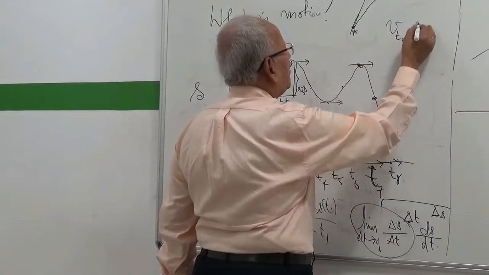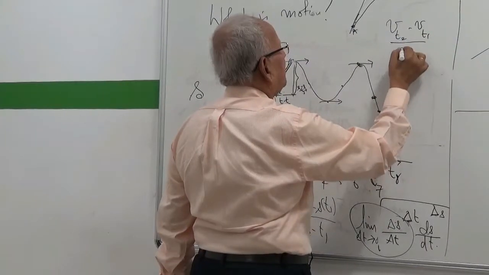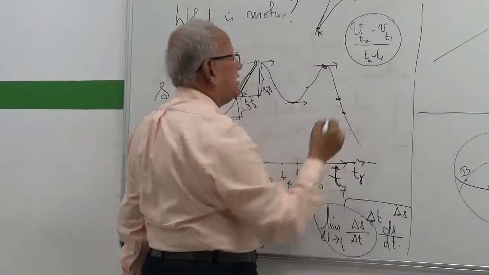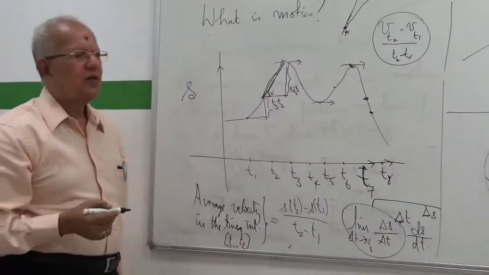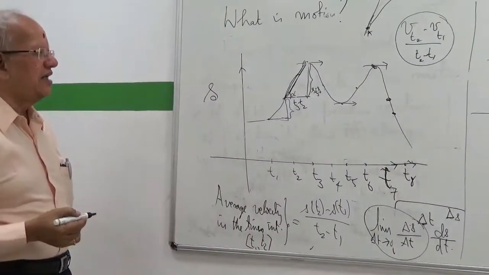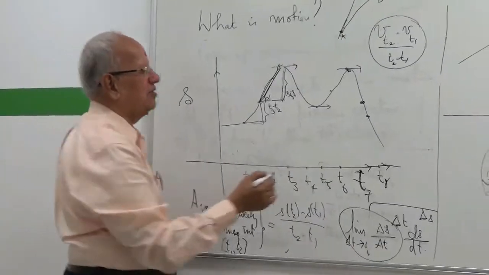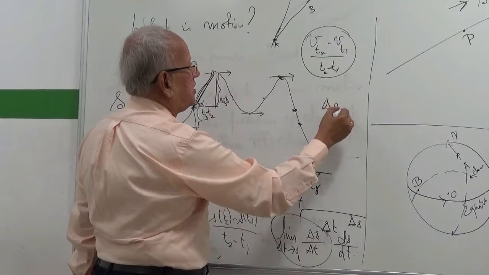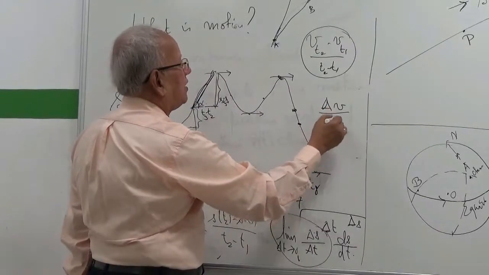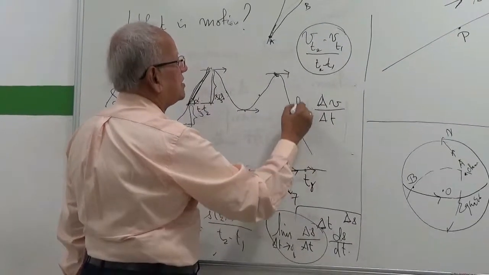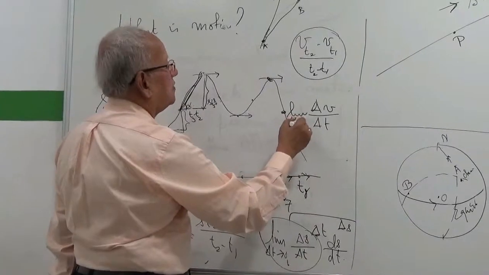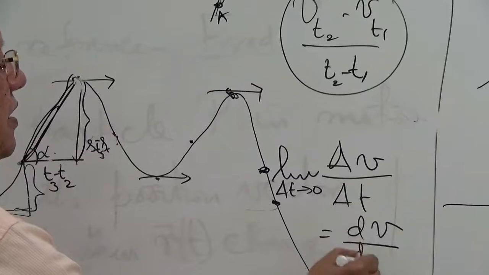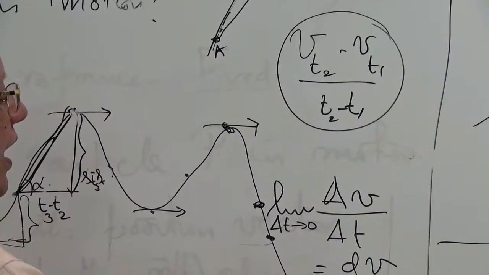Velocity at t2 minus velocity at t1 divided by t2 minus t1. That will give you the average velocity in the interval t1 to t2. But if I want the instantaneous, I can do the same thing. I can look at the change in velocity, delta v, by delta t, and look at the limit as delta t tends to 0. We will call that dv by dt and call it acceleration.